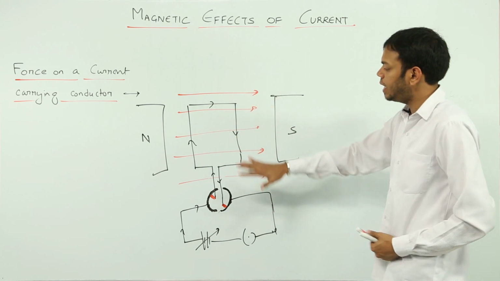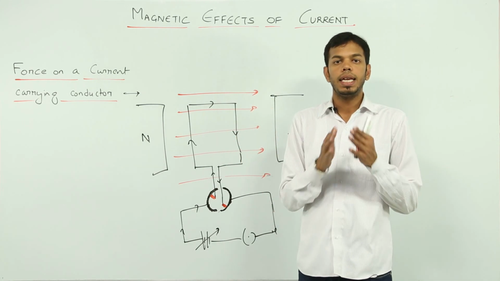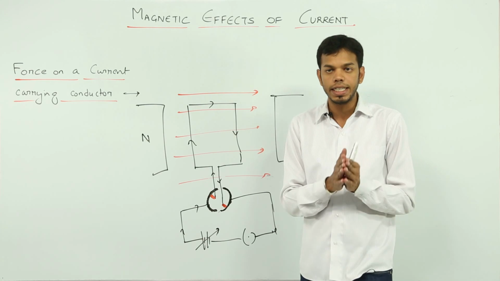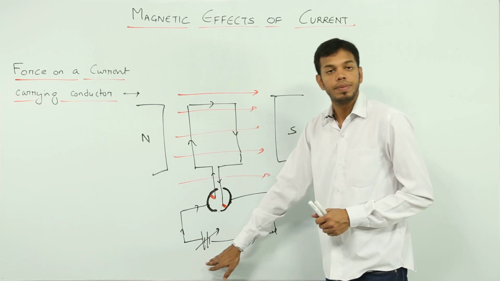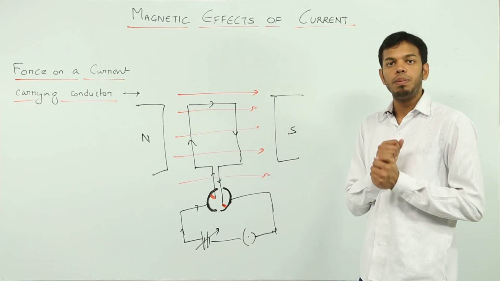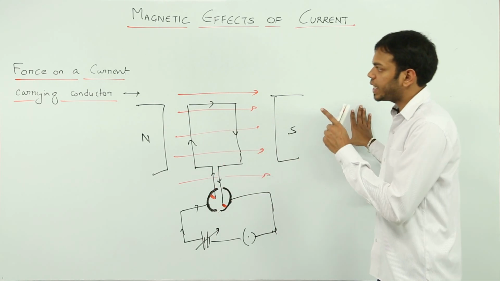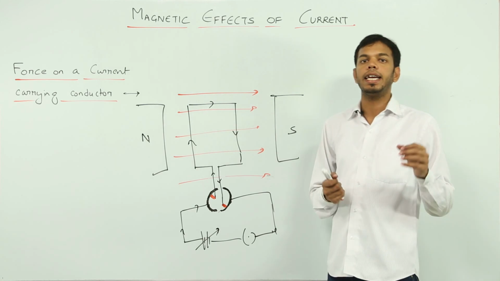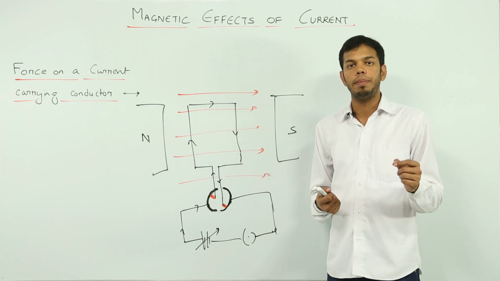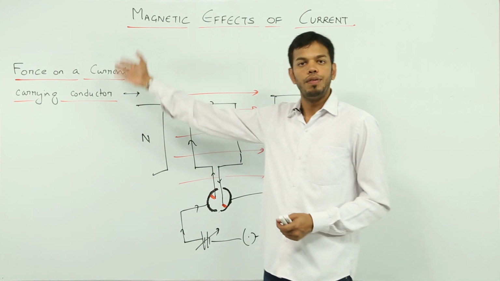So this is the block diagram of a DC motor, because we have applied a DC current. Okay, so let's start it from the beginning. We started with the fact that a current carrying conductor placed in a magnetic field experiences a force. We changed it.